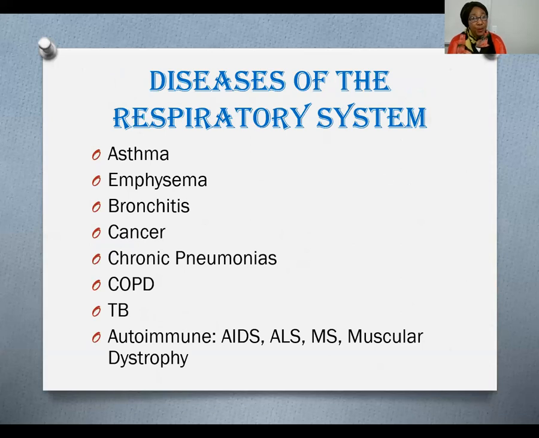Diseases of the respiratory system are asthma, emphysema, bronchitis, and some cancer. You can have cancer of the lungs. Chronic pneumonias, you're constantly having pneumonia. COPD, tuberculosis, and autoimmune conditions such as AIDS, ALS, MS, and muscular dystrophy.